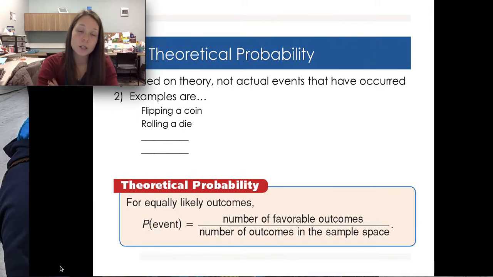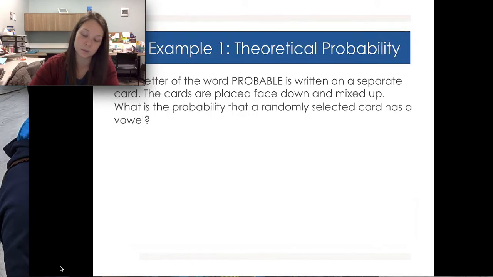So the first thing we're going to talk about is theoretical probability. It's all based on theory, and so nothing in this are events that have actually occurred. So examples would be flipping a coin or rolling a die. The way we find the probability of theoretical events is we use our probability notation, capital P. Inside the parentheses is whatever event it is we're calculating. We take our number of favorable outcomes divided by total number of outcomes in the sample space.